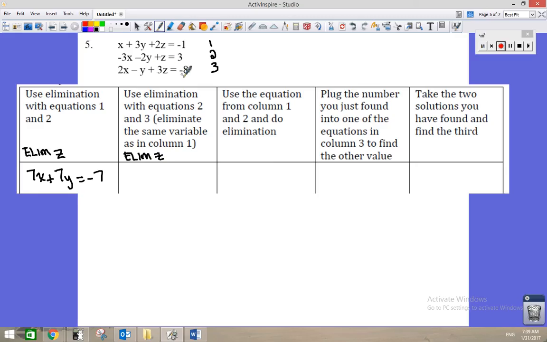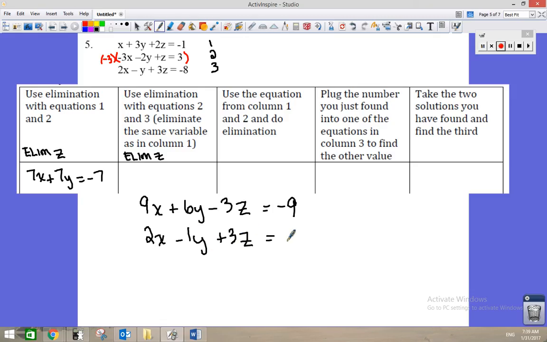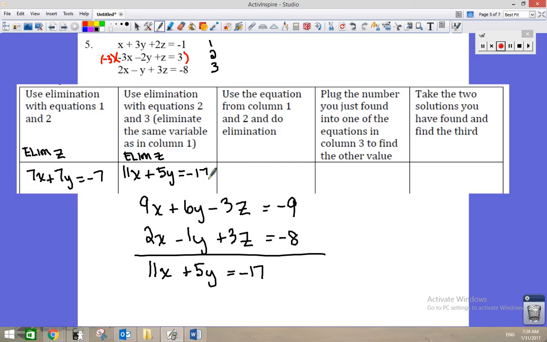And now we're using equations 2 and 3. So we have a positive 3z here, so we need a negative 3z here. And I'm going to multiply everything in this second equation by negative 3. So I have 9x plus 6y minus 3z is equal to negative 9. If I just write down equation 3, the z's are equal and opposite, so they're going to be eliminated. Alright, so we have 11x plus 5y is equal to negative 17.